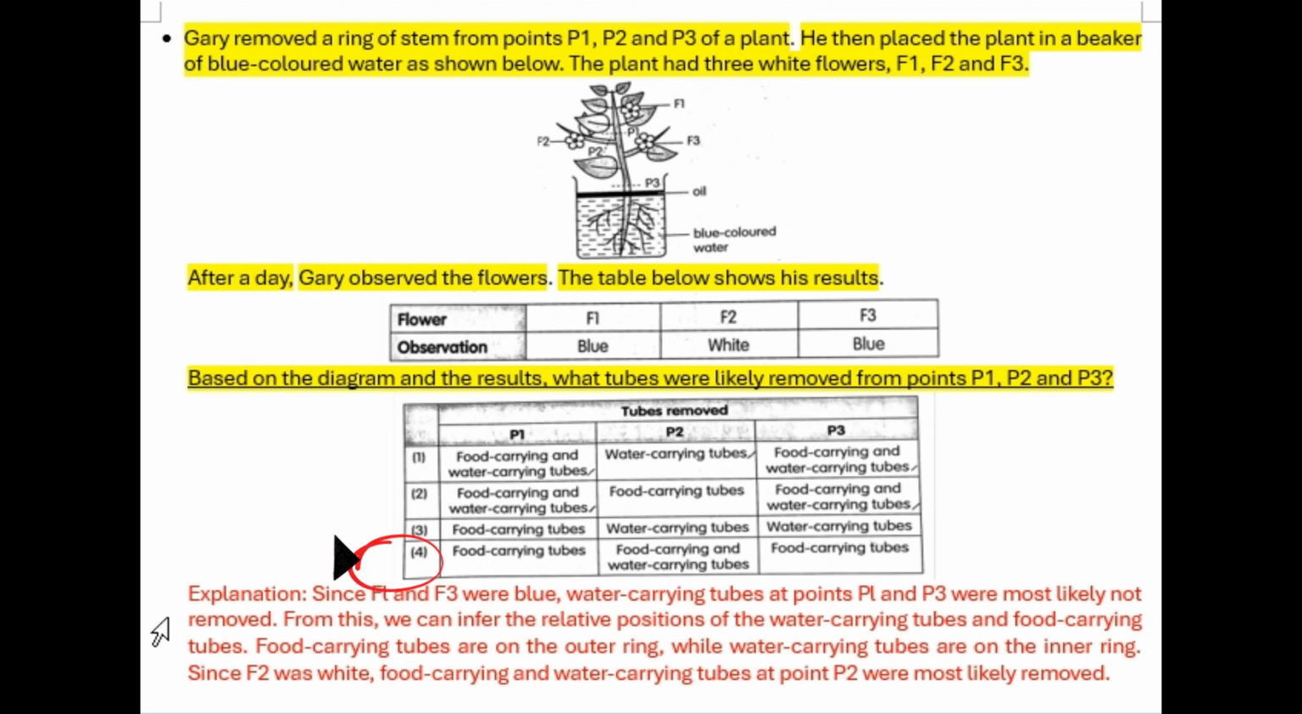Explanation: since F1 and F3 were blue, water-carrying tubes at points P1 and P3 were most likely not removed. From this, we can infer the relative positions of the water-carrying tubes and food-carrying tubes. Food-carrying tubes are on the outer ring, while water-carrying tubes are on the inner ring. Since F2 was white, food-carrying and water-carrying tubes at point P2 were most likely removed.